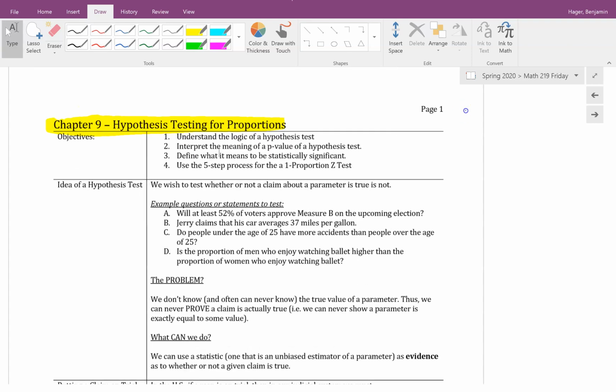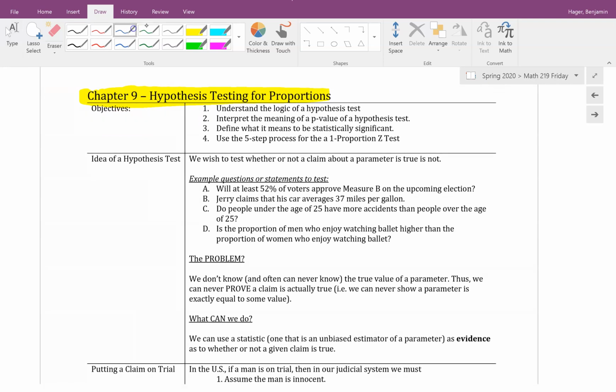So anyways, here's our goal for this section. We want to be able to understand the logic behind a hypothesis test, interpret the p-value of a hypothesis test, make sure we know what it means to be statistically significant, and ultimately know how to do a one-proportion z-test.